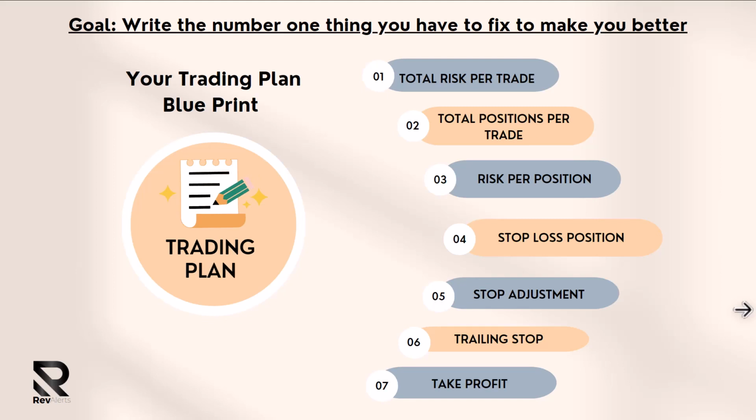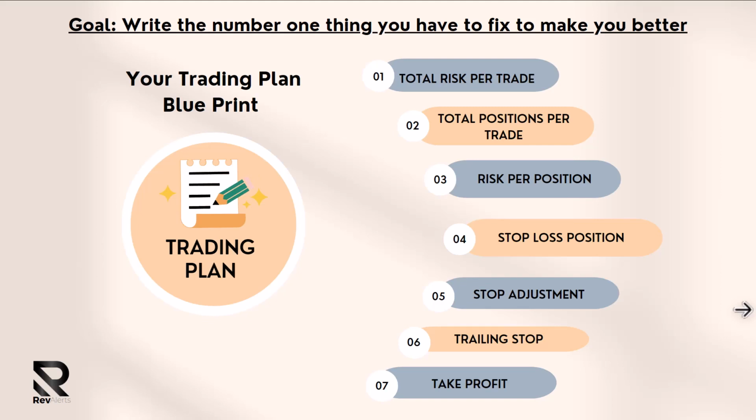And so if you look at the list of 7 here, you want to have written down what's your total risk per trade, meaning if you lose this trade, how much are you willing to risk of your total account balance? So maybe if you had a balance, you want to only risk 1% of your balance. Well, then you write down 1%.